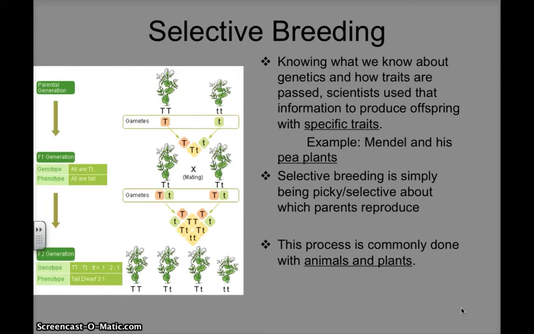So how did we get to this process? Well, we had to know a lot about genetics, and scientists use information to produce offspring with specific traits based on the genes that each parent had.